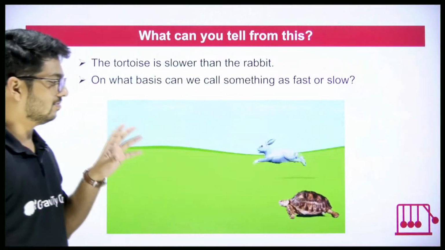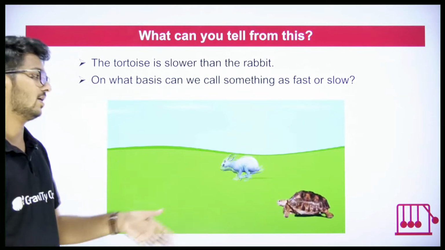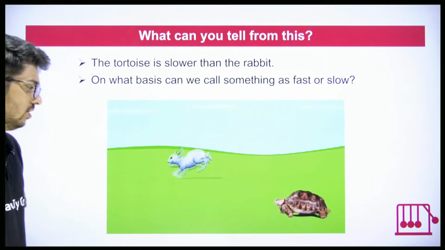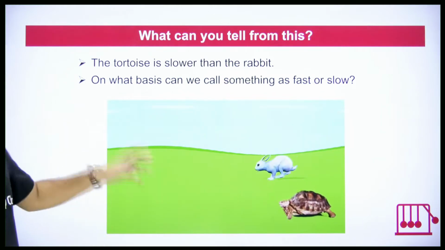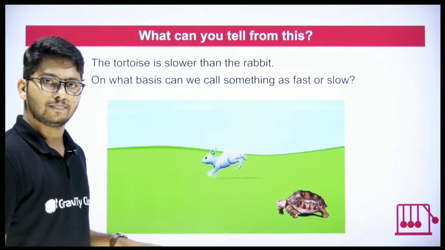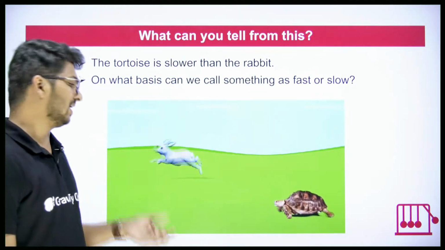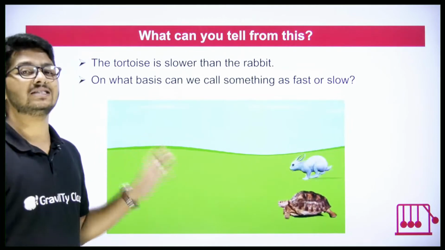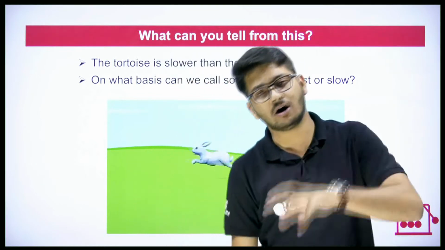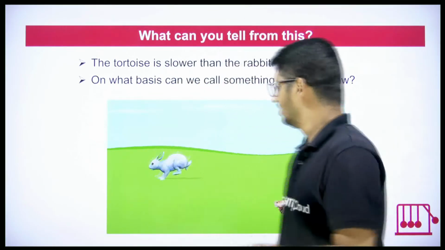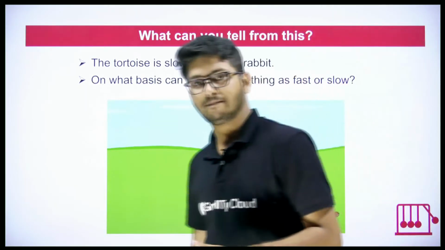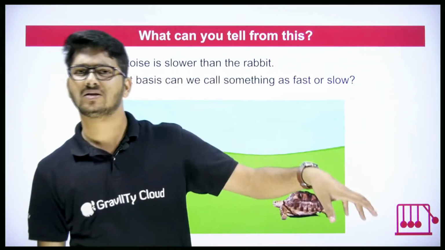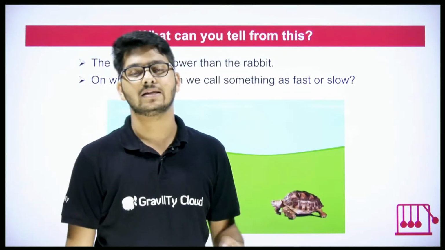Right now, all of you would have heard the story of a tortoise and a rabbit. Yes or no? You know the story. I'm not going into the story part. But if I only look at the animation here, what can we say? We can clearly say that the rabbit is faster than the tortoise. Or in other words, the tortoise is slower than the rabbit.